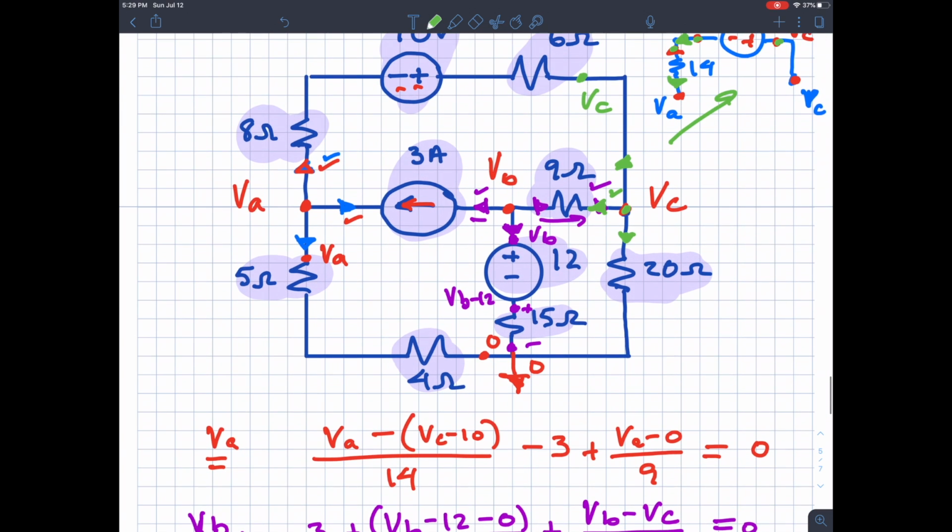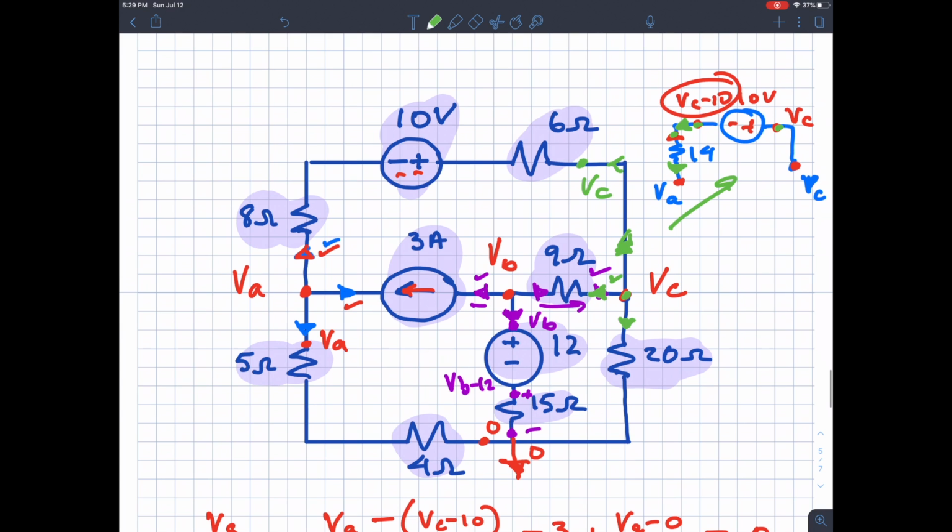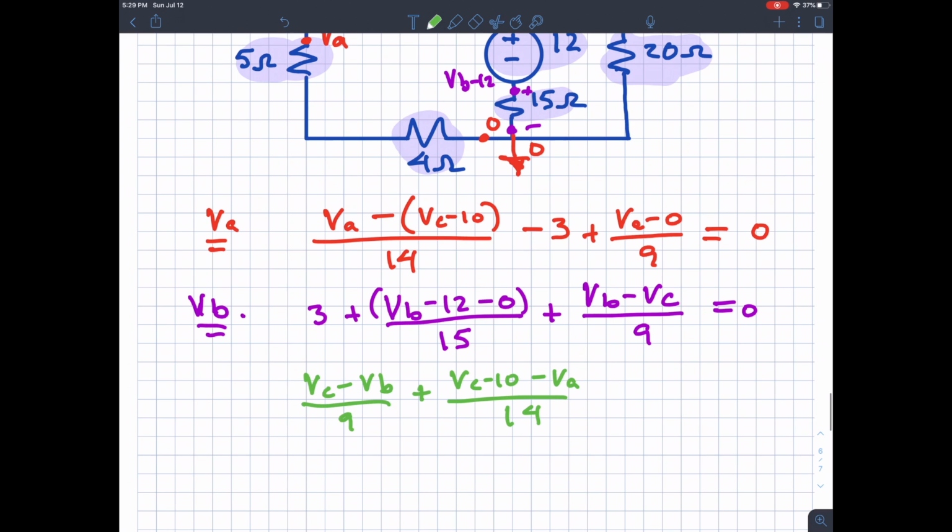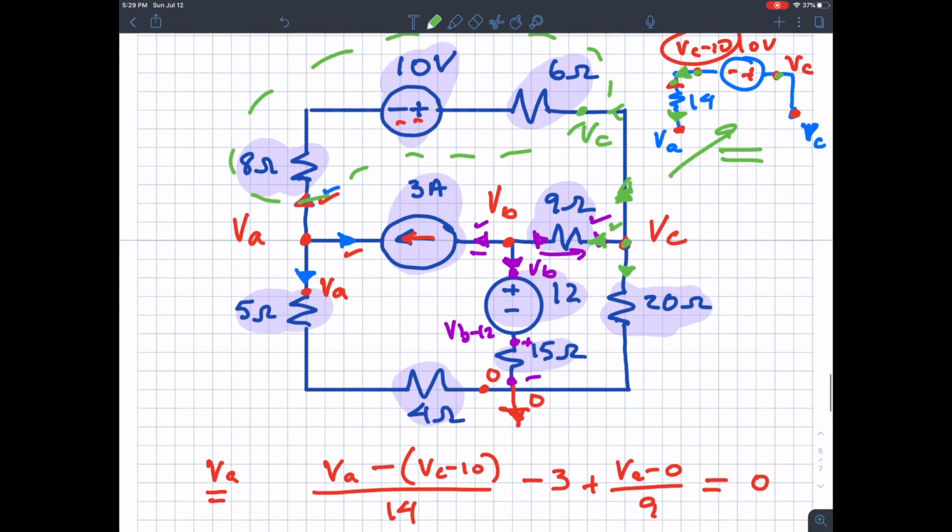Okay, so that's this current coming this way. I mentally drew an equivalent resistance for that branch. Okay, I actually physically drew it right here. All right, so hopefully you see that. Those are the trickier ones.